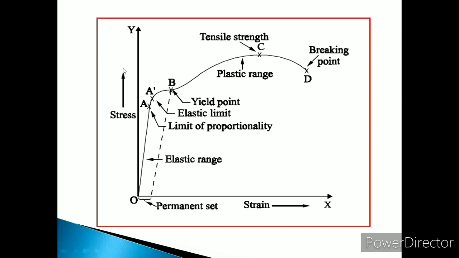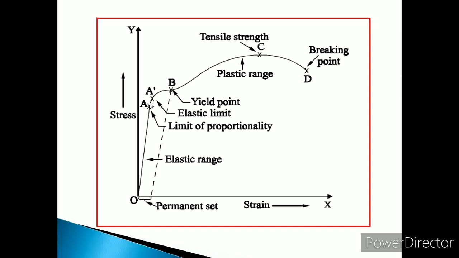What does it mean? At the point A dash, a small increase in stress produces a major change in strain. That is known as the elastic limit, the boundary of the elastic range. So up to the point A dash, it reaches the elastic limit. When we apply a load after A dash, some changes will take place.